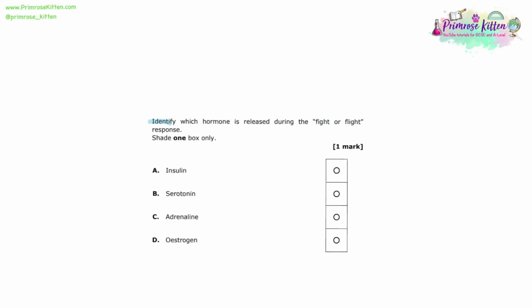Identify which hormone is released during the fight or flight response. Shade 1 box only. Option A, insulin. Option B, serotonin. Option C, adrenaline. Or option D, estrogen. The correct response is C, adrenaline, as it accurately identifies the hormone released during the fight or flight response.